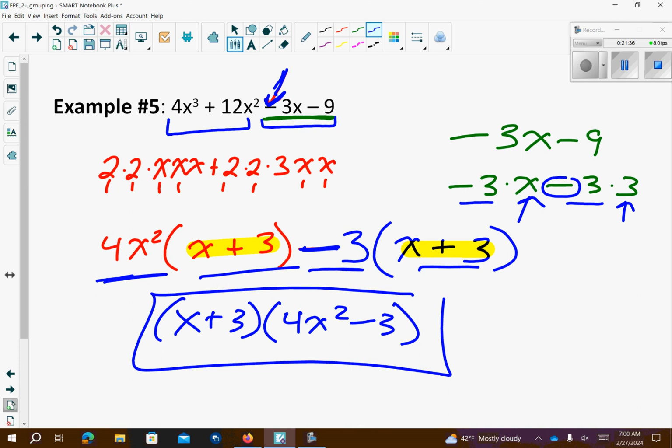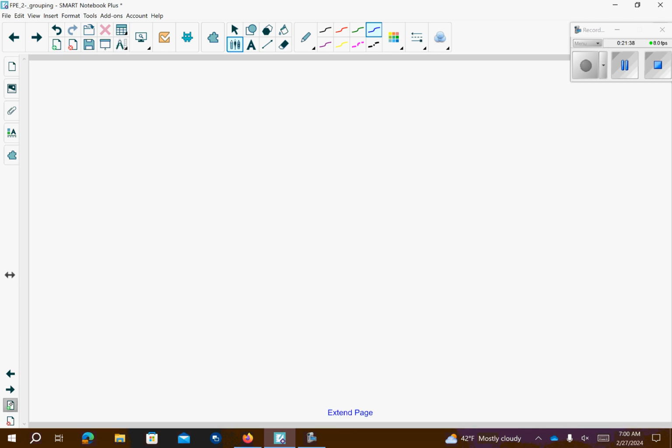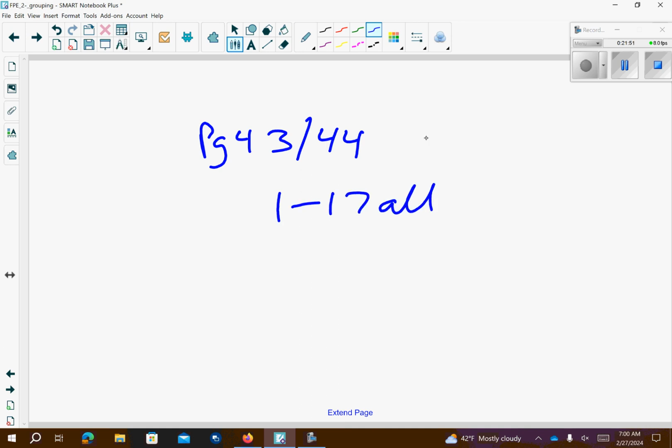I hope you guys are doing well. So let's see, homework will be page 43. And please take your time. If you need extra help, let me know. So page 43 and 44, 1 through 17 all. Do the best you can. It looks like, yeah, it's all factor by grouping. This is all the new material we went over. So take your time. Ask me if you have questions.